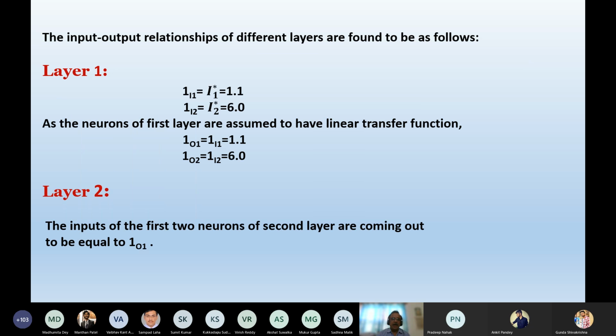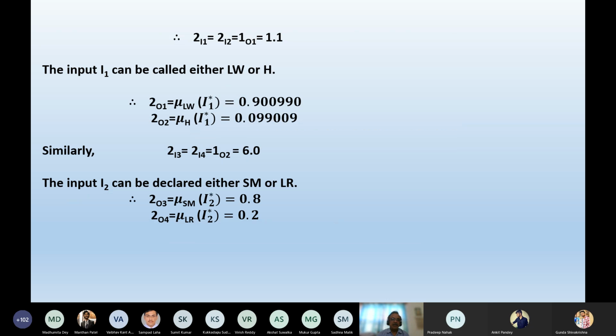So layer 1 output is nothing but the input because of the linear transfer function. Layer 2 will be getting the membership function distribution. For example, corresponding to I1, we can find out mu low is 0.900990, and mu high corresponding to I1 is 0.099009. Similarly, corresponding to I2, I'll be getting mu sm is 0.8 and mu lr is 0.2.